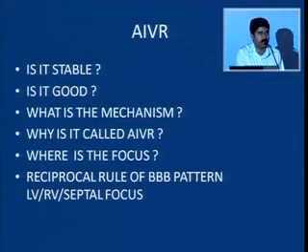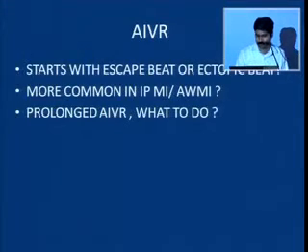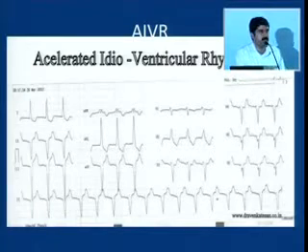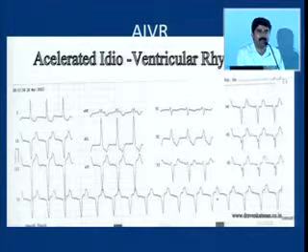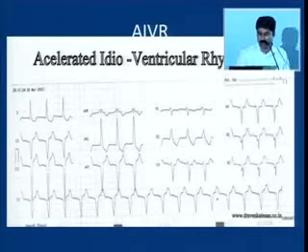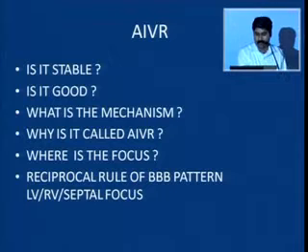Where is the focus? Sir was telling before, it has RBB morphology. So it's from LV. There is the reciprocal rule of bundle branch block pattern that we know. So if it is from the LV, it will have RBB morphology. It's from RV, it will have LBB morphology. Whereas if it is from the septum, it can have either LBB or RBB morphology.